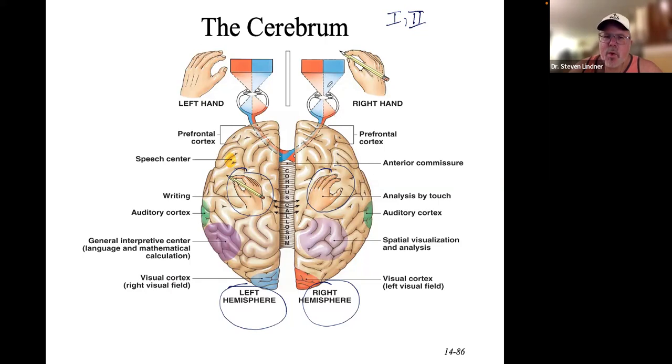Okay. What crosses over, right, this temporal field of view crosses over to the opposite side of the brain, and this information on the nasal field stays on the same side of the brain. Okay, so each eye is sending information to the same side of the brain and to the opposite side of the brain.